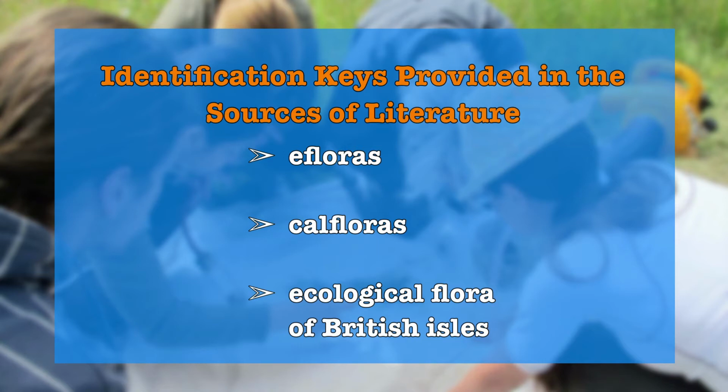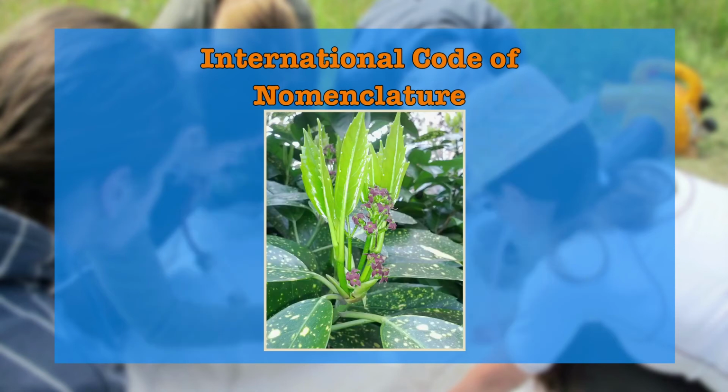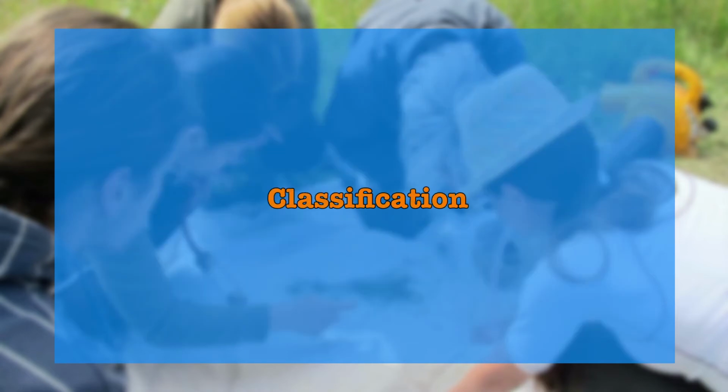Nomenclature. Nomenclature deals with the determination of correct name for a taxon. The nomenclature of plants is governed by the International Code of Nomenclature for Algae, Fungi and Plants through its rules and recommendations. The online database The Plant List will be used for verifying the spelling and correct author citation of all the plant species documented.